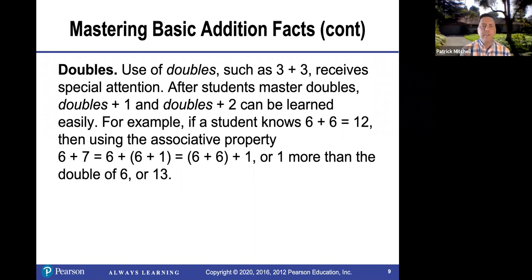And then doubles. Use of doubles, such as 3 plus 3, receive special attention. After students master doubles, doubles plus 1 and doubles plus 2 can be learned easily. For example, if a student knows 6 plus 6 equals 12, then using the associative property, 6 plus 7 can be thought of as 6 plus 6 plus 1, which is 1 more than the double of 6. So that gives you 13.